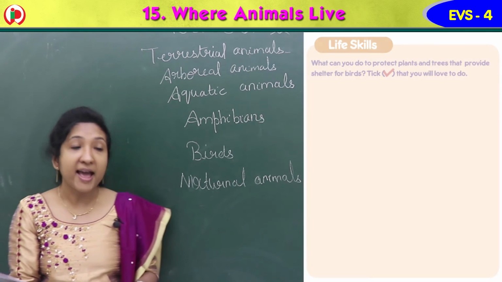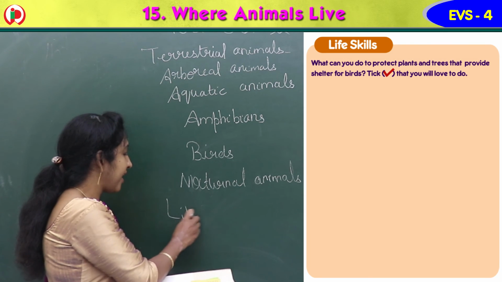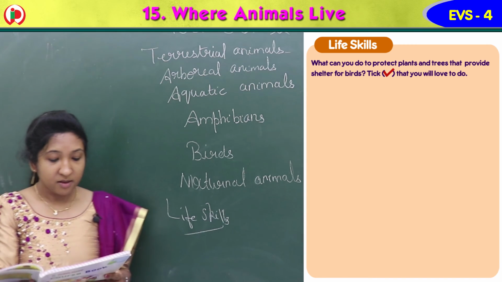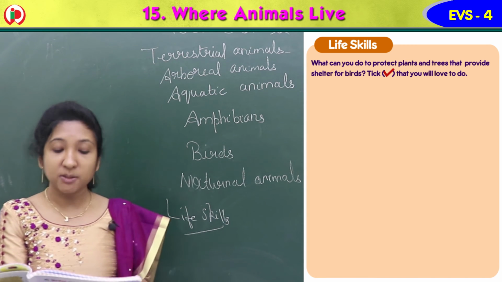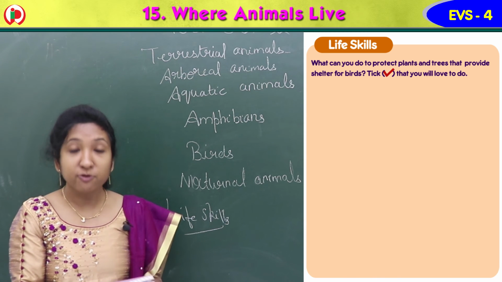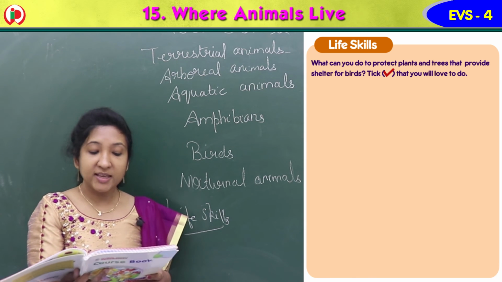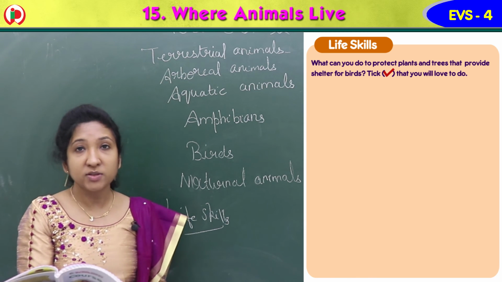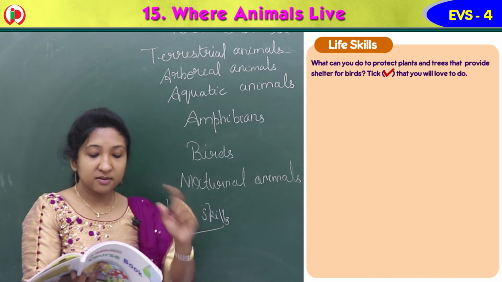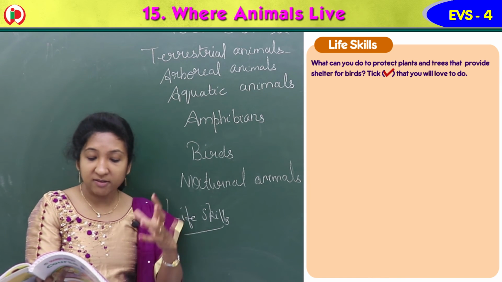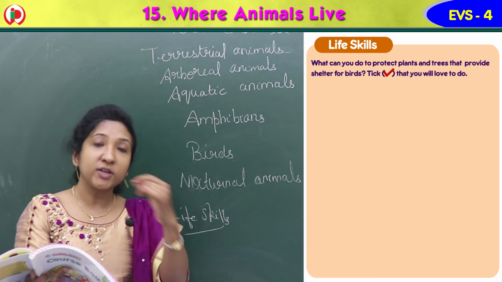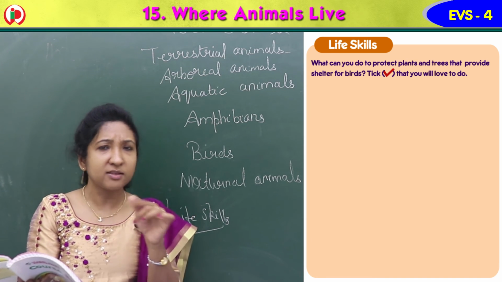Okay, next, life skills. Let's see what they have given in the life skills. What can you do to protect plants and trees that provide shelter for birds? Trees provide shelter to some plants and animals, so what can you do to protect them? Tick what you will love to do. So children, just read each point, and for what you do, tick it. What you don't do, just cross it.